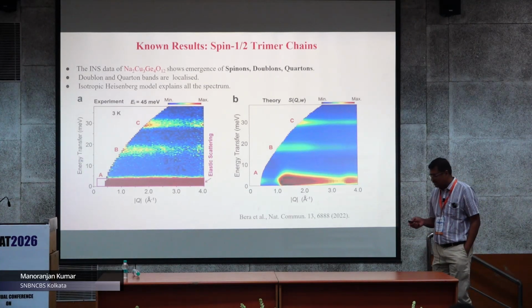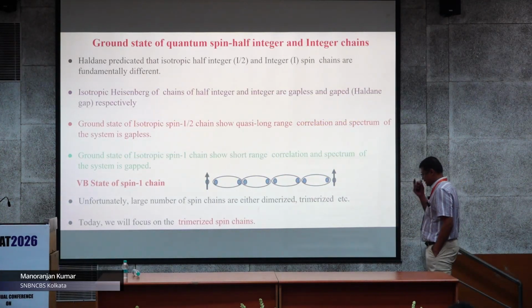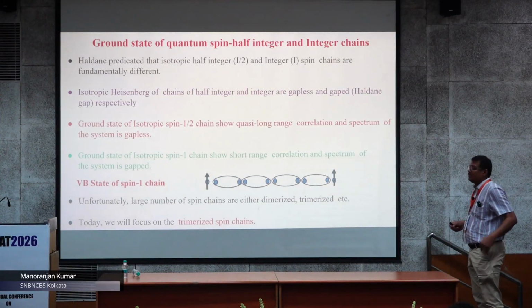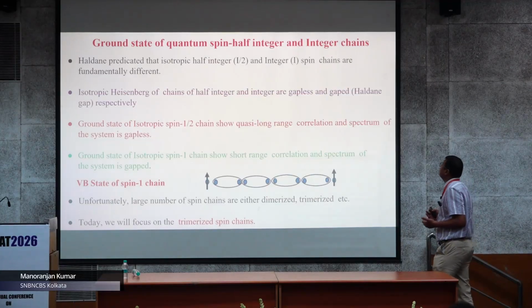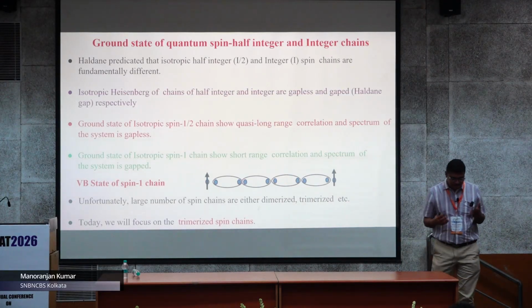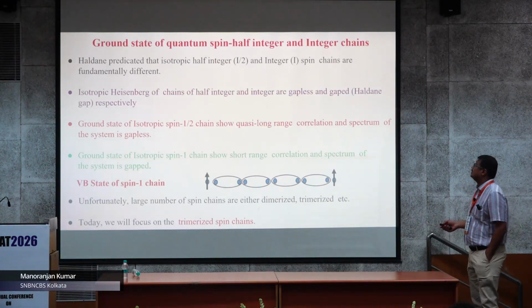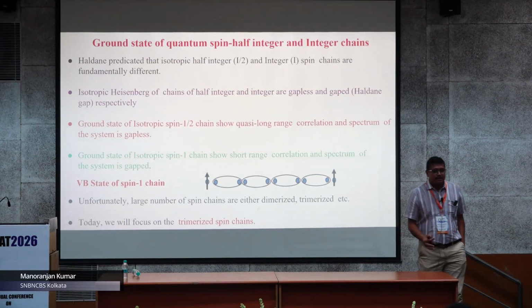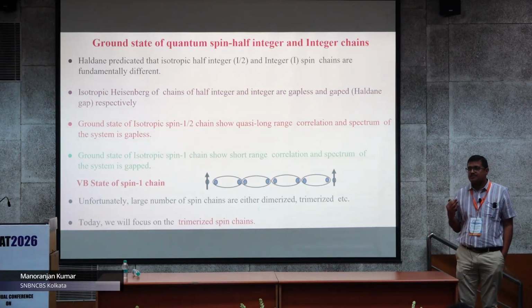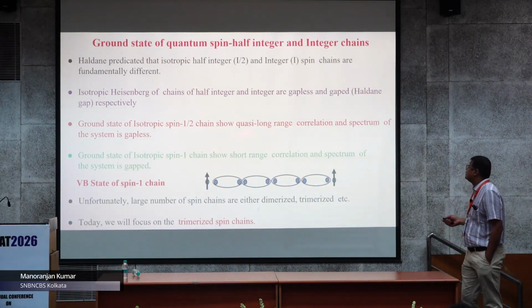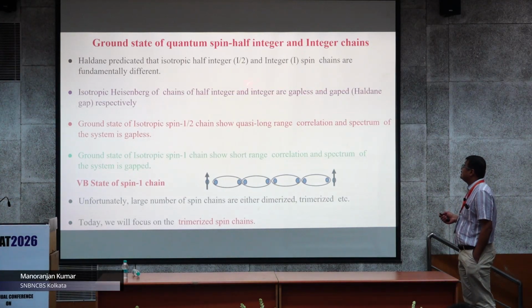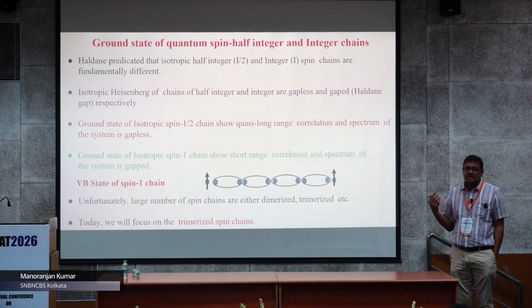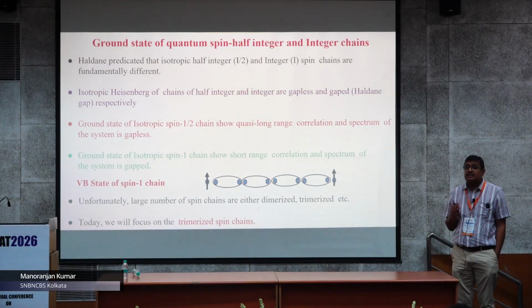Okay, let's not get into too much of this because today we are not interested in this compound. The basic idea of spin half-integer and integer is given by Haldane, and he said that if you have a half-spin system or chain of half-spin system, their spectrum is going to be gapless, okay? And if it is integer, spin 1, 2 or 3, the spectrum is gapped.